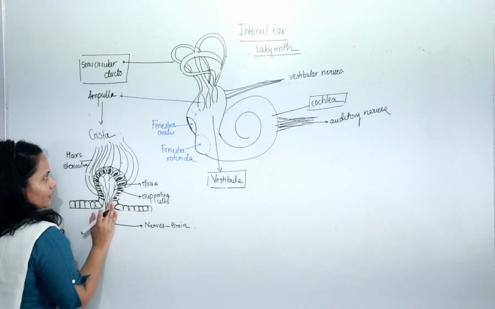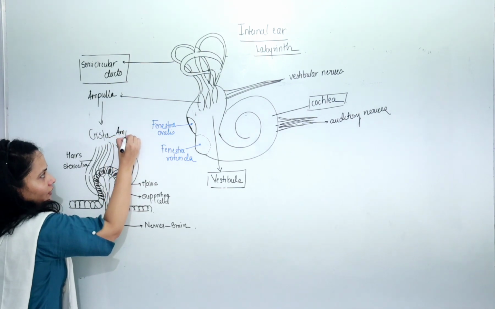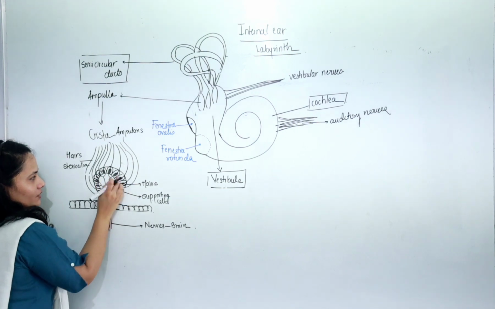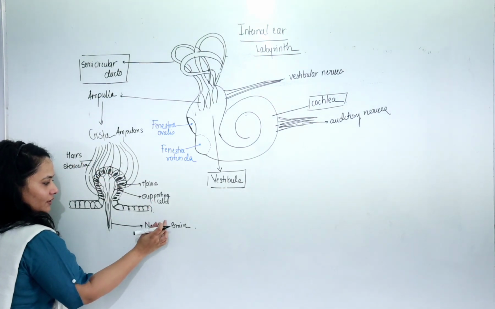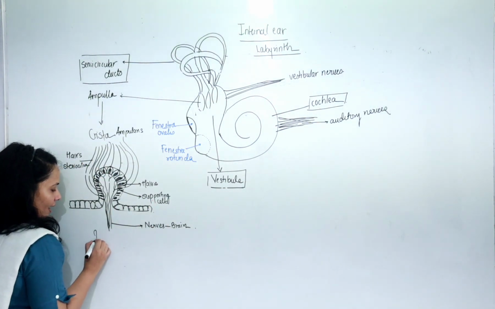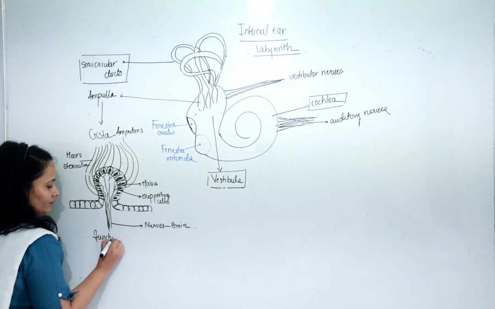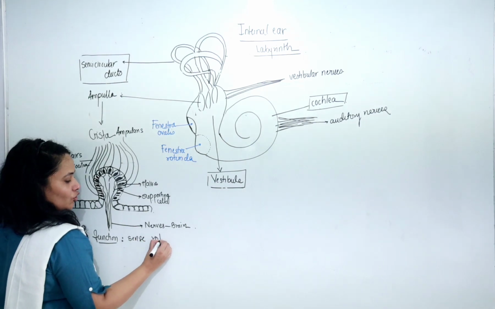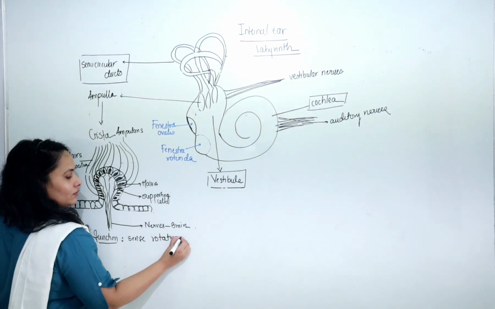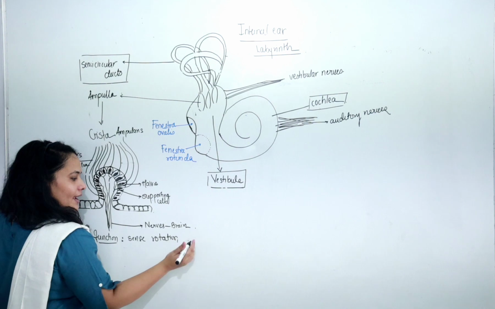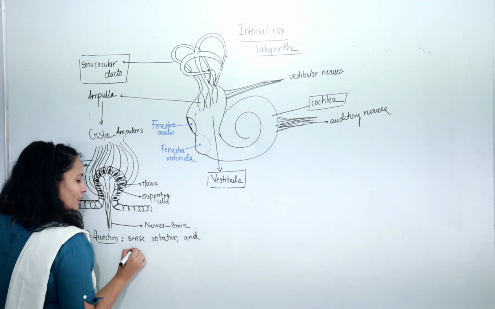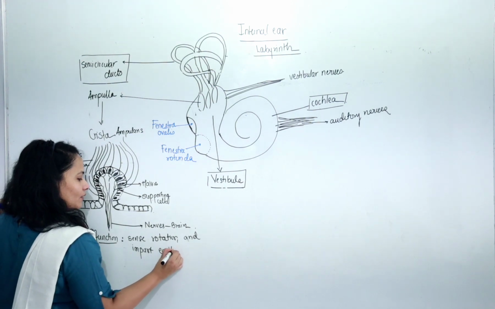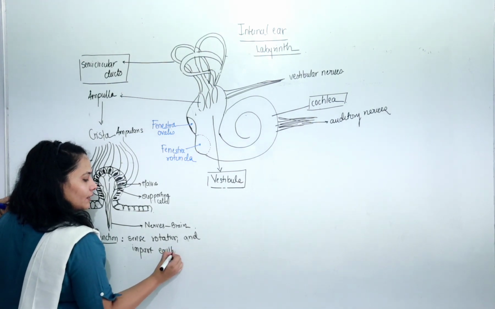So this crista, or you can call it crista ampullaris, has hair cells, supporting cells and nerves, and its function is to sense rotational motion or rotation and impart equilibrium.